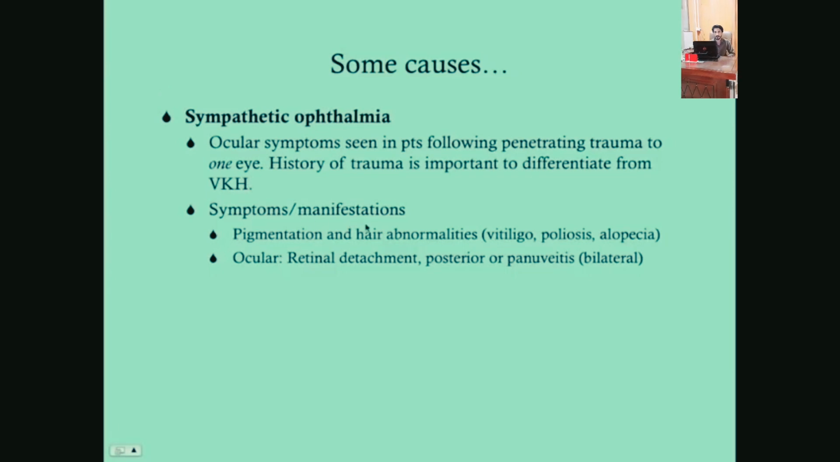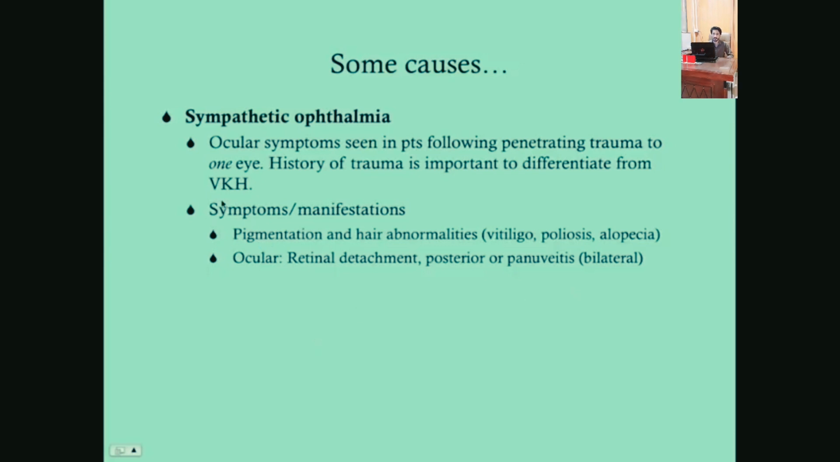So the symptoms and manifestations here, interestingly, are similar to the VKH disorder. So you can get pigmentation and hair abnormalities like vitiligo, poliosis, and alopecia, as well as, of course, your ocular problems like retinal detachment, posterior uveitis, or panuveitis. So it's interesting that the immune system must be picking up on some of these pigments, melanocytes, as well as parts of the eye. That's what the immune system is introduced to abnormally.